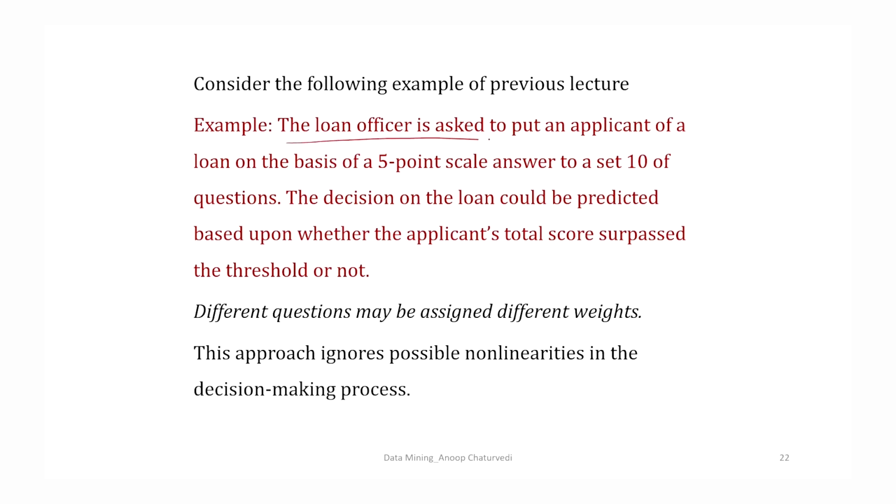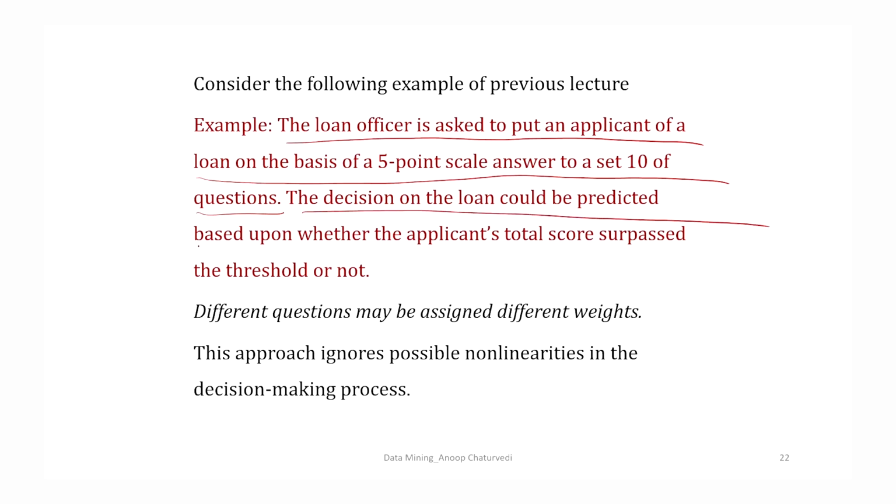Now, we again consider this example which we have discussed in the last lecture. The loan officer is asked to rate an applicant for a loan on the basis of a 5-point scale, answering a set of 10 questions, and the decision on the loan could be predicted based upon whether the applicant's total score surpassed the threshold or not.